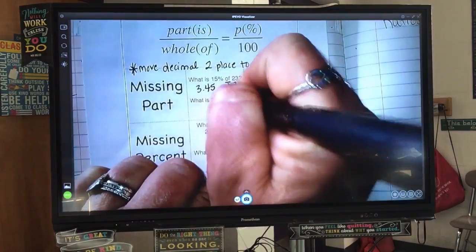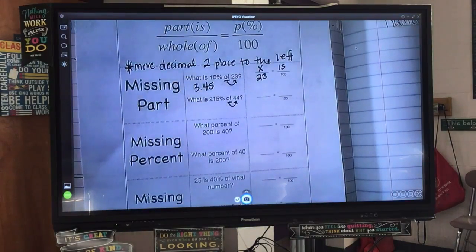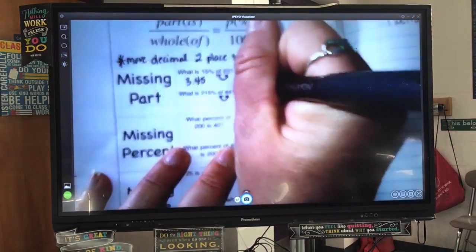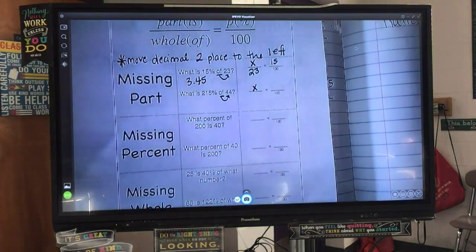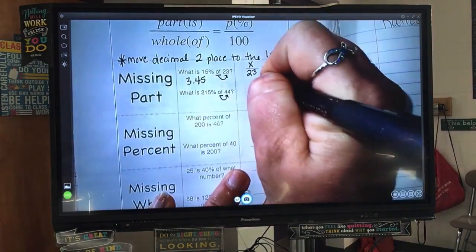Alright, so "of" means again we're going to be multiplying 44. So tell me where my numbers go. Let's start with x. If we're looking for the missing part, where's our x going to go? On the top of the first line. Left or right? So x goes here, because we don't know that one. That's our missing part. Alright, where does our percent go? Where does the percent go, Ronnie? Above the 100.